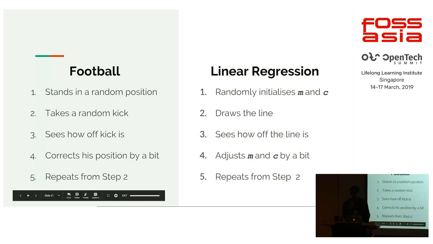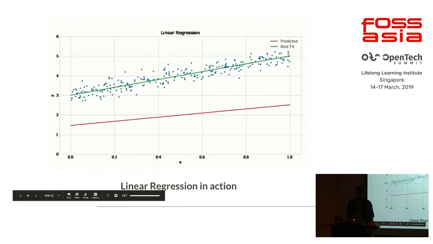And you correct the variables m and c, the gradient and the y-intercept, slowly, just how the football player corrects his stance, his positioning, and his kicking speed and angle. And again, this process is continuous until the person is able to get the ball into the goal, or in this case, we achieve the best fit line or something close to it. So this is linear regression in action.